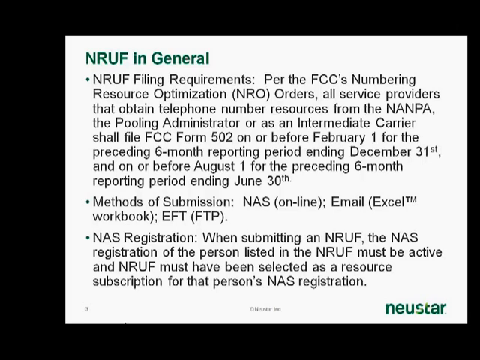The three most popular methods to submit an NRUF are to use the NANPA Administration System, or NAS Online User Interface, by email with Form 502 attached as an Excel workbook, and finally by electronic file transfer, or FTP. When we review the Form 502 worksheets later in this session, we will be reviewing the worksheets as displayed in the Excel workbook. When submitting an NRUF, the NAS registration of the person listed in the NRUF must be active, and NRUF must have been selected as a resource subscription for that person's NAS registration.